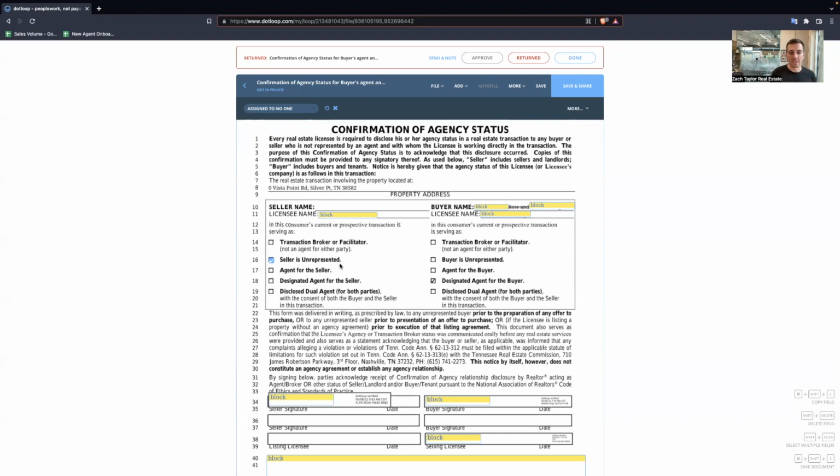So they are serving in some sort of capacity. So is that a transaction broker facilitator, or is that an agent for the seller? Maybe they're not the designated agent, but maybe they're a facilitator or agent for the seller. So we need to figure out what that is, because there isn't a licensed agent that listed the property. Even if it's MLS only, we need to reach out to them, and we need to figure out what role they're serving and have them sign off on this as well.